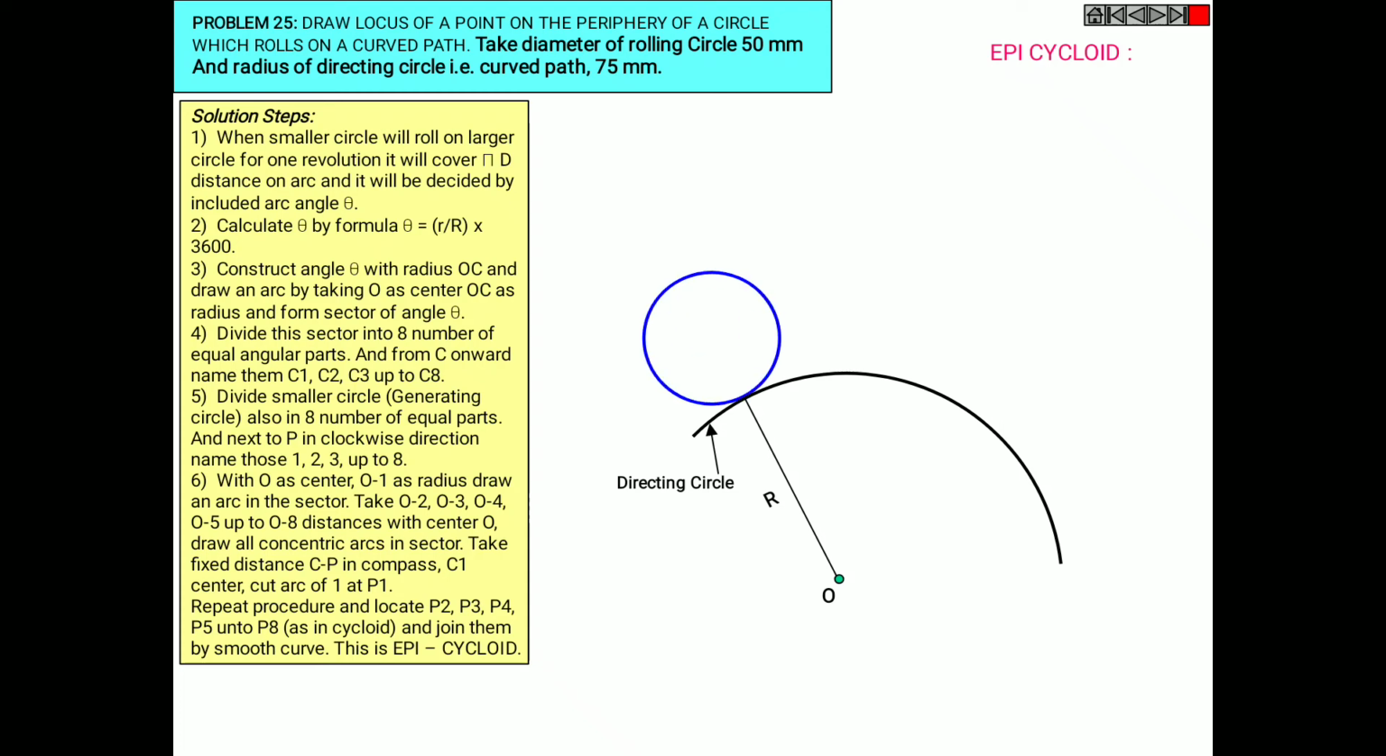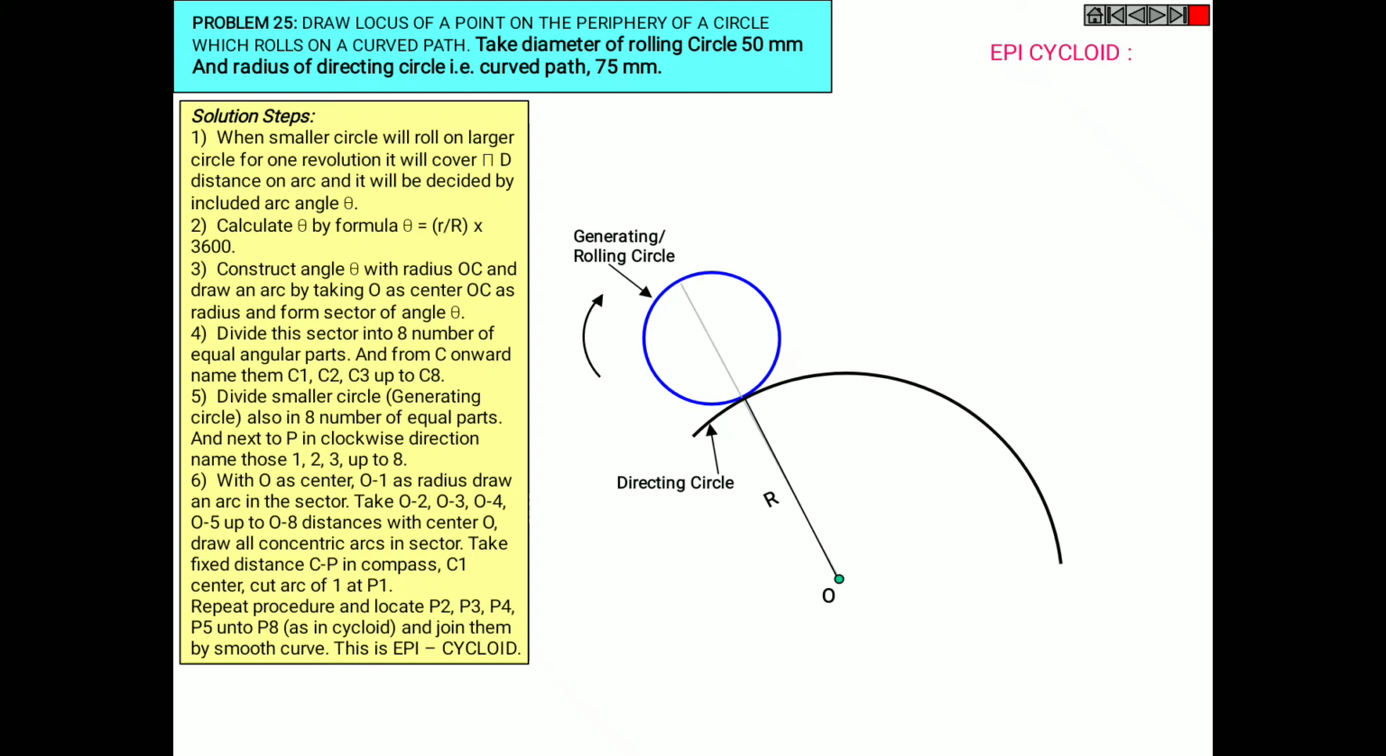Now we'll see the construction. This is the bigger radius of 75 mm. This is the radius of the directing circle, and a rolling circle of 50 mm diameter, which is your blue colored circle, which I have shown you with the arrow mark, which is nothing but a generating circle or a rolling circle.